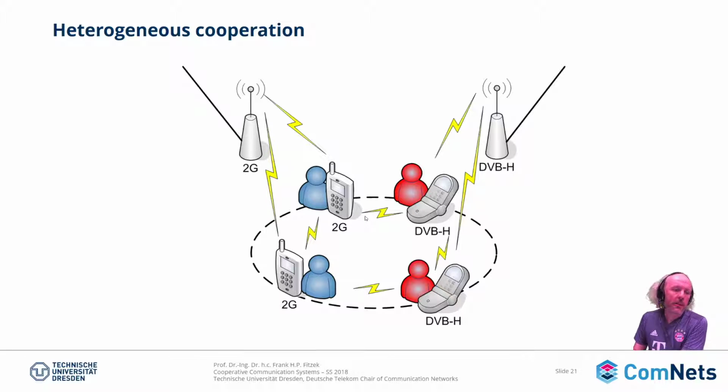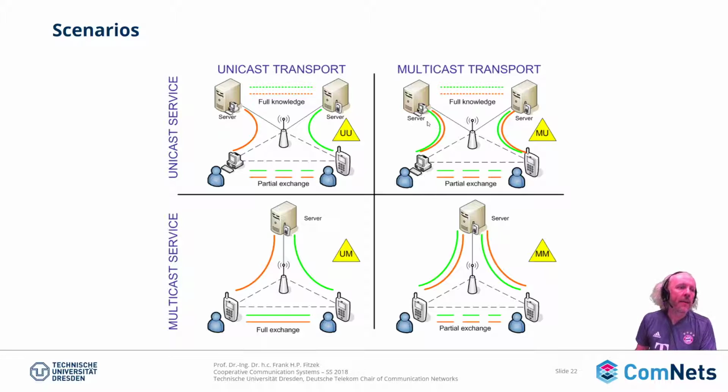Then for the cooperative cluster, we said that we need the same common short-range technology. The cellular connectivity does not have to be the same. It could be 2G, 3G, 4G. There was a time there was even DVB-H available. So the question is, do we need the same cellular one? No, that's not needed.